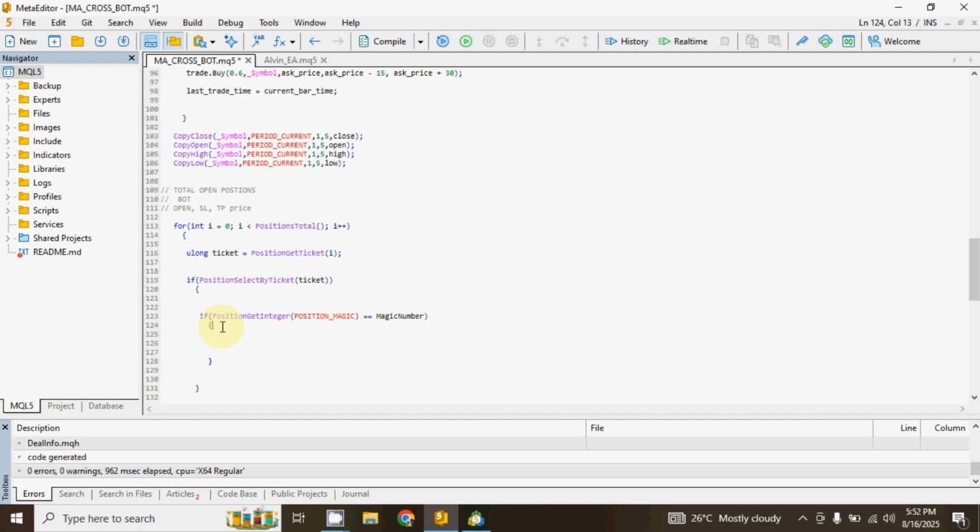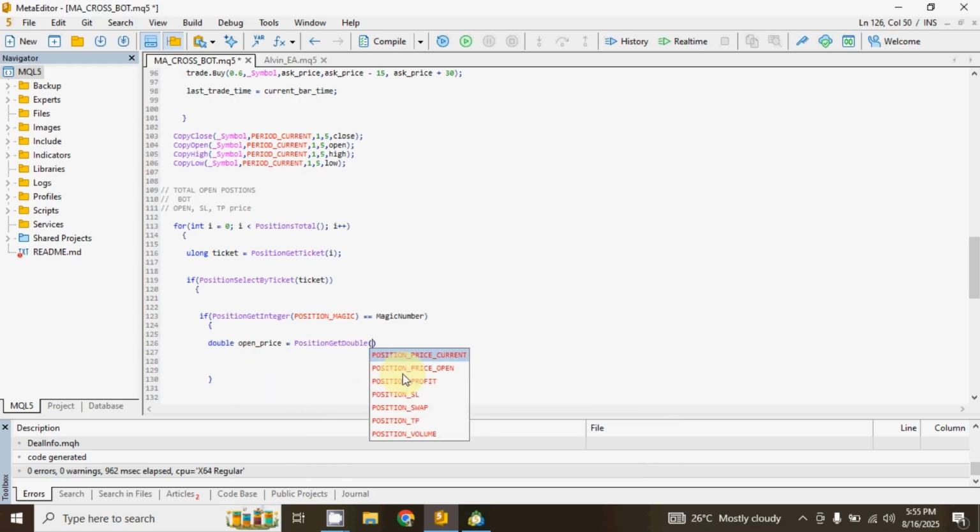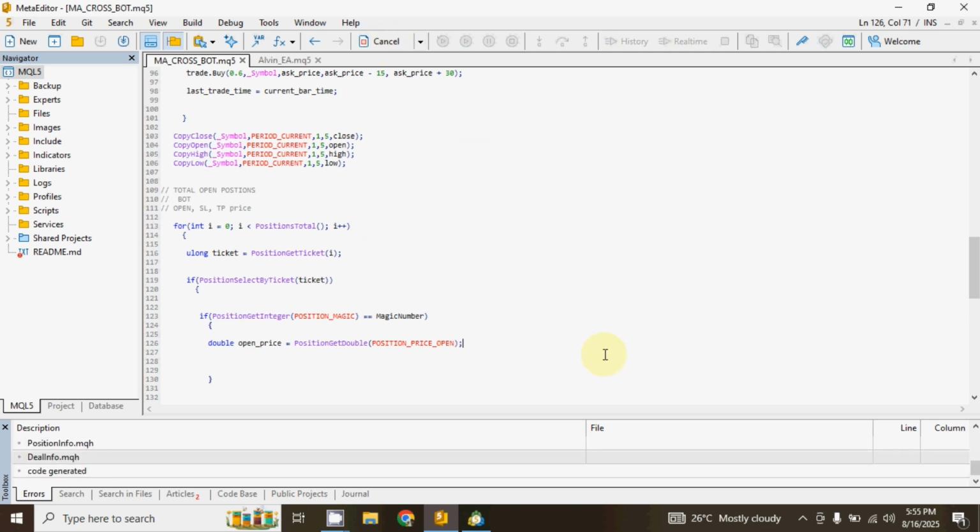So anytime it selects a trade that was taken by our bot, the next thing we are going to do now is to get the open price, the stop loss, and the take profit of the current position. So declare a double variable, then open price equals position get double is the function you are going to use. Then I'm going to check position price open. So that will be our open price, right? Compile.